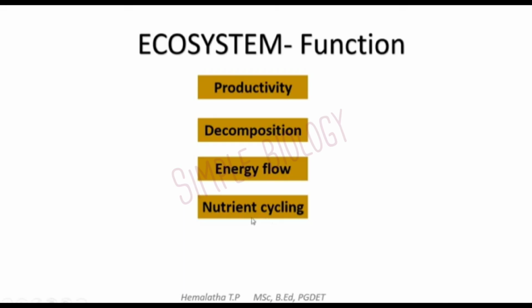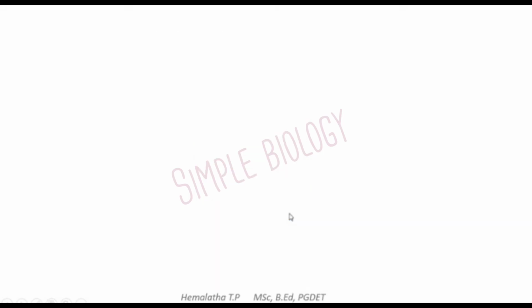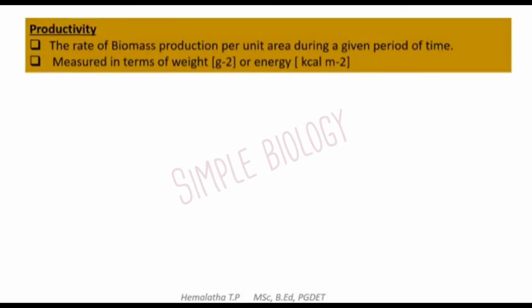Nutrient cycling. Nutrient cycling is nothing but, if the ecosystem is producing something and that is transferring in the form of energy, along with that energy, nutrients are also traveling. So the nutrients going from one organism to another organism, that is called nutrient cycling. How it will travel will come under this nutrient cycling. Let us begin with the first one, that is productivity.